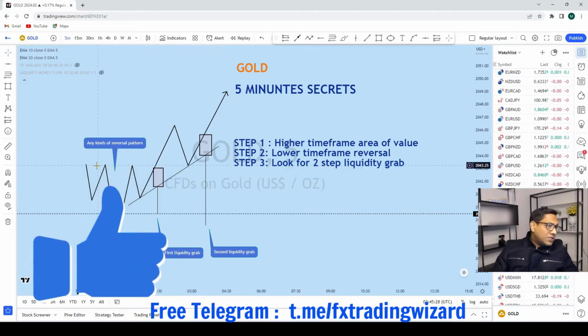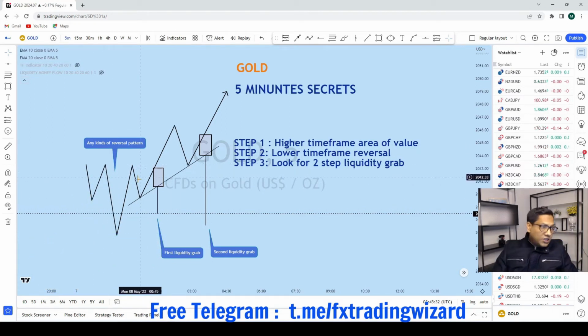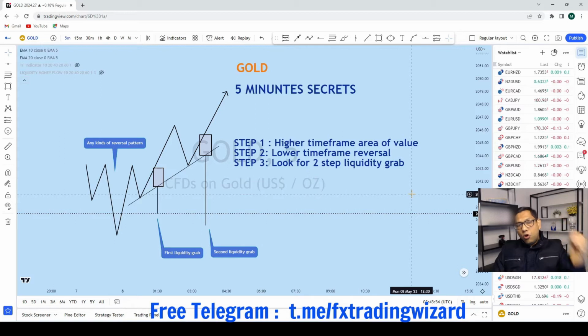So once you see that reversal, it could be a head and shoulder, inverted head and shoulder. So if it is in an uptrend, then inverted head and shoulder or double bottom or a consolidation. I'll show you quite a few examples. So once you see a reversal pattern, the third step is to look for two-step liquidity. This is the most important part of this strategy.